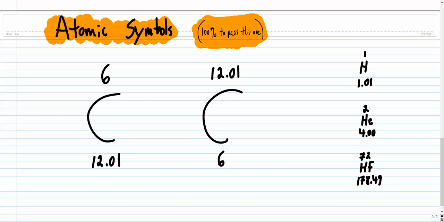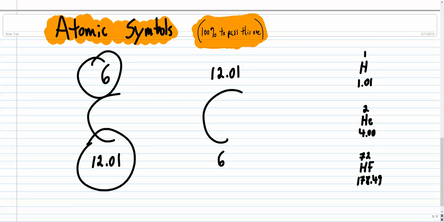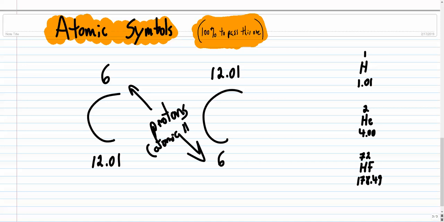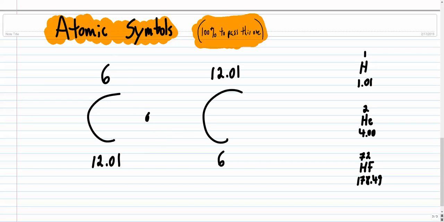So what does an atomic symbol look like? Well, you're going to have a smaller number and a bigger number. And depending on the company that prints the periodic table, they might put the big number on top and the little number on bottom. It doesn't really matter. All you need to remember is that the little number is the protons. And we call that the atomic number. And the big number, let me erase this stuff here. The big number is called the atomic mass.